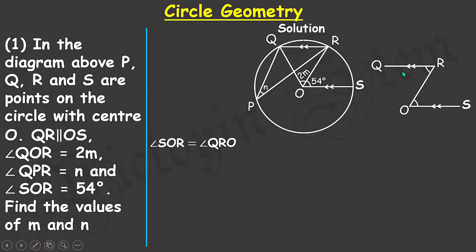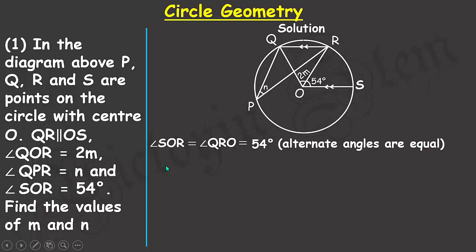And why are they equal? Because QR and OS are parallel to each other. OR now becomes a transversal that cuts through QR and OS. So because OR is a transversal, alternate angles are equal. So these two angles are equal to each other, 54 degrees. So this is 54 degrees, this is 54 degrees. The reason is because alternate angles are equal.